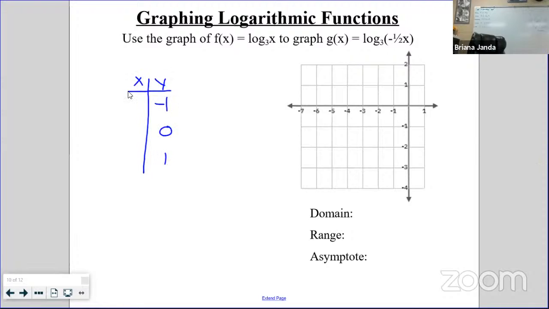All right. So building my table of favorite points, I put that -1, 0, 1 in the y column. My base is 3, so its reciprocal is 1/3. Okay, start at the top. Do I have any negatives? Yes, this time it's going to impact which column?